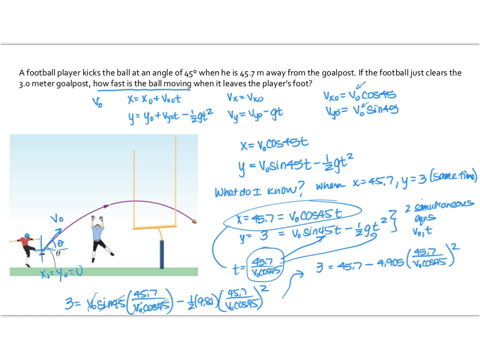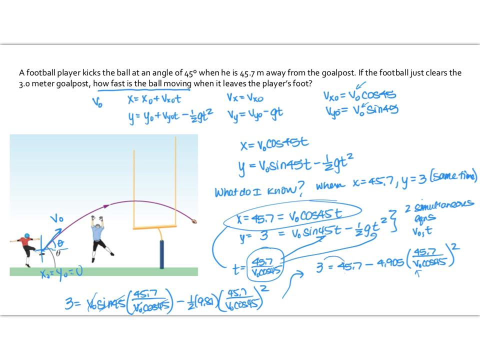Now this looks ugly, but when I look at it objectively, everything is a number here except for V naught. V naught is what I want to find. If I can get it all by itself, I'm going to be able to solve for my variable.